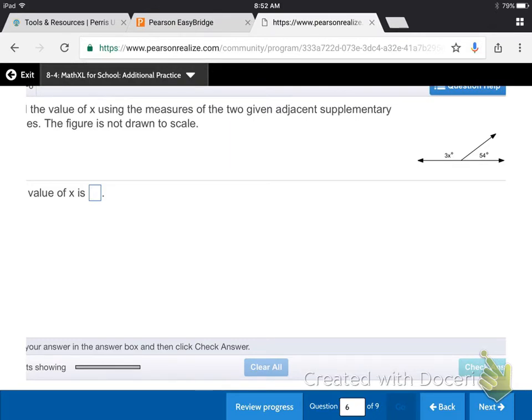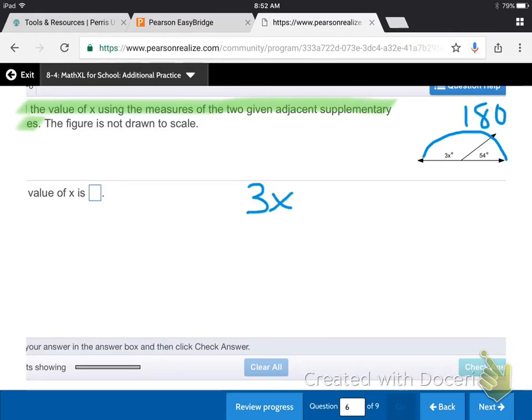Okay, next question. It says find the value of x. I know the word's cut off, but it says find the value of x using the measures of the two given adjacent supplementary angles. And remember, supplementary angles add up to 180 degrees. So all the way from one side to the other side, all of that is 180 degrees. So if we simply say 3x, which is this angle right here, and 54, which is that angle, if we add them together, we get 180 degrees.